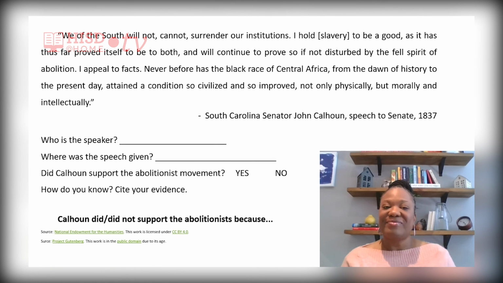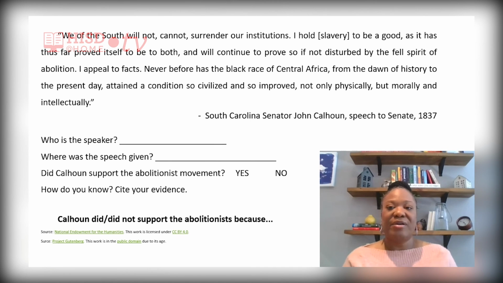So we know that the speaker is John Calhoun. And where is the speech given? We'll do this one together. The speech was given to the Senate. Did John Calhoun support the abolitionist movement? I think it's safe to say no, he did not support the abolitionist movement. And how do you know? Well, I mean, look here.